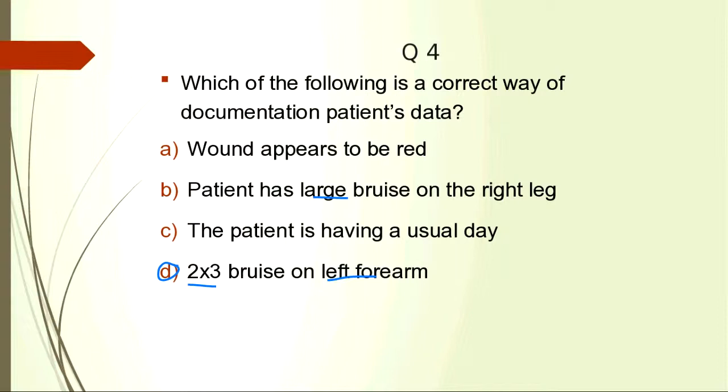Having a usual day, this is a very vague term, or it's like opinion, or some statement that could be biased. So we don't use any of these statements, and you'll see sometimes documentation saying, for example, patient is uncooperative. No, we don't say opinion, we say facts. So we can say that the patient refused medication, that's a fact. Or the patient was crying, that's a fact. But we don't say the patient seems depressed. So always stick to the facts.